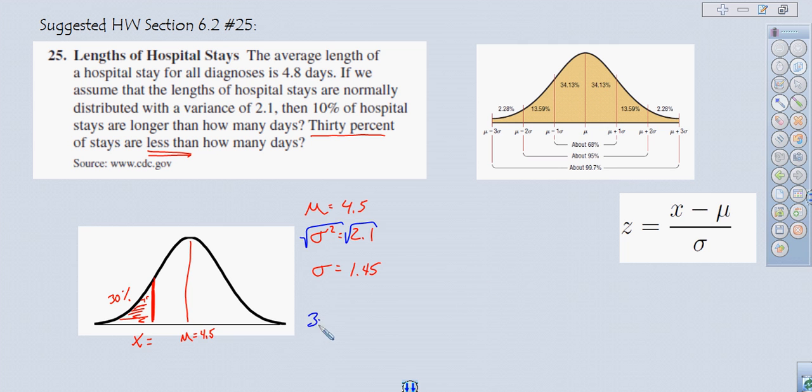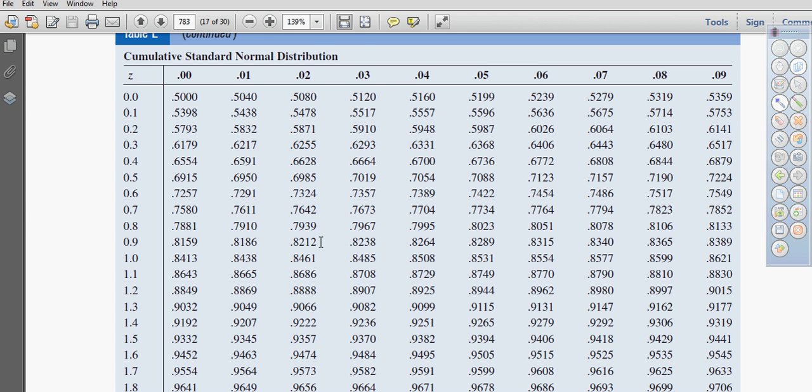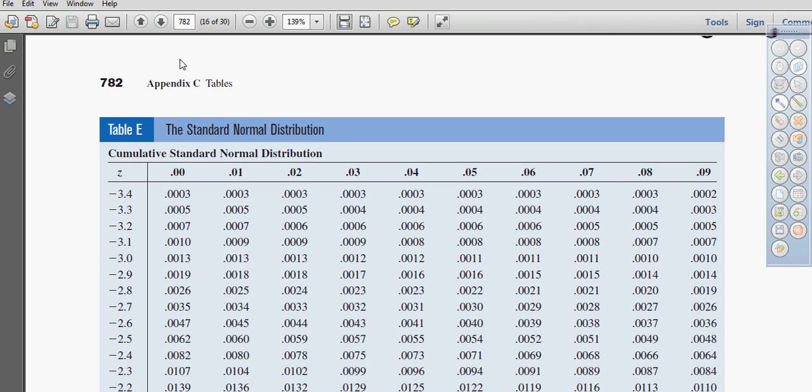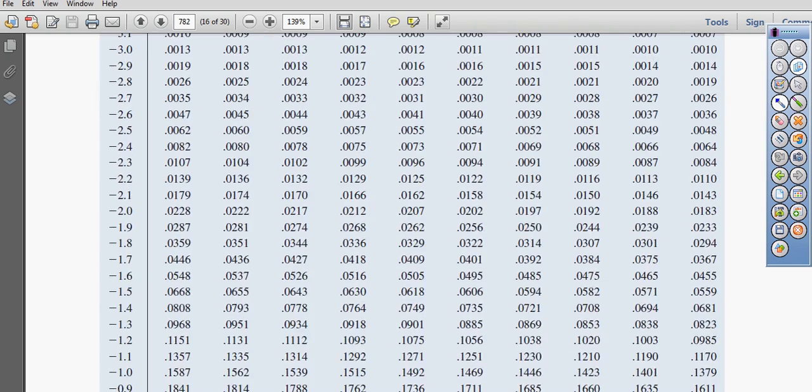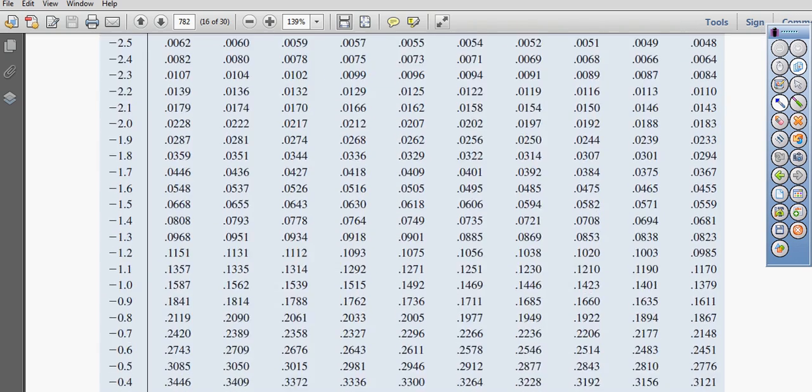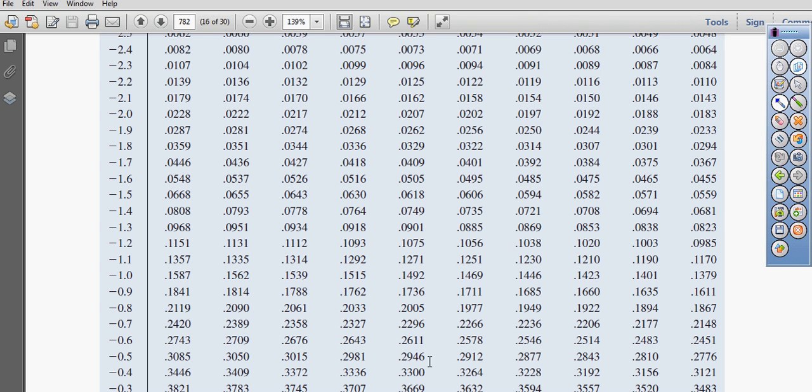So we take our 30%. Remember, this is the area, and that's equal to 0.30. We want to find a z-score that corresponds. So we go to table E. We're on the negative side, and we're looking for, remember, 0.3. So we scroll down here, and we're looking for 0.3. Here we go, right here.